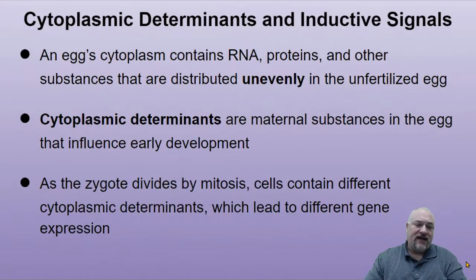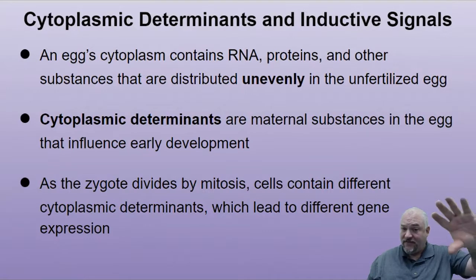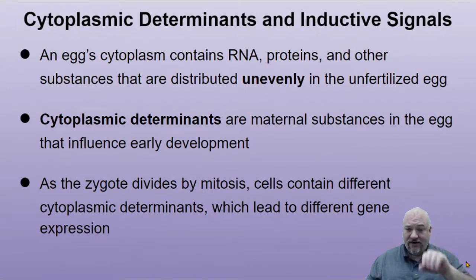In an egg cytoplasm, there are RNA, proteins, and other substances that are distributed unevenly in an unfertilized egg. So there's more of this RNA over here, more of that protein over here, more of this over there. It's not an even, homogeneous mixture. It is uneven.